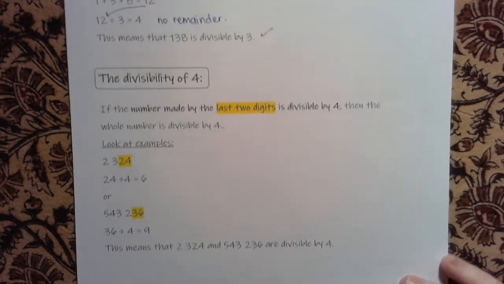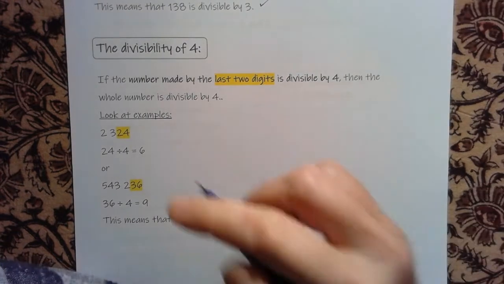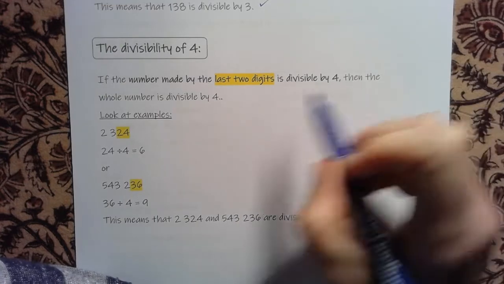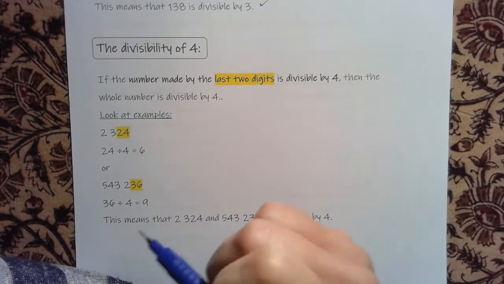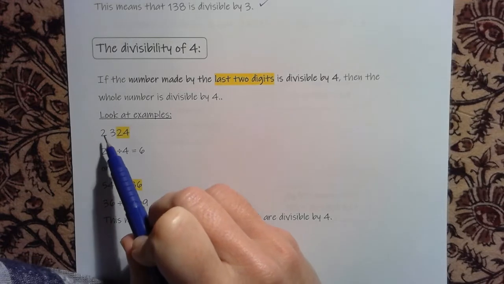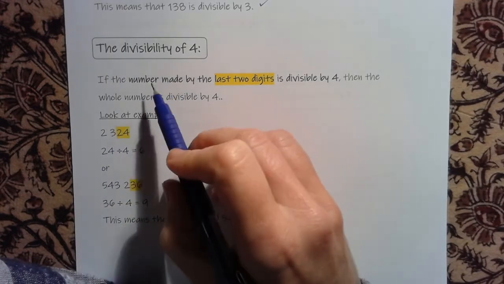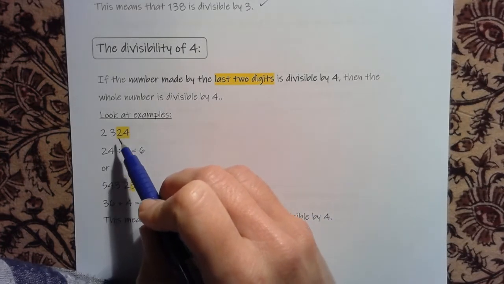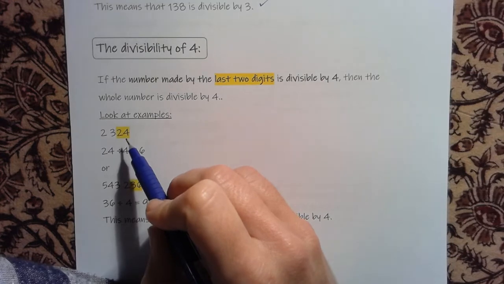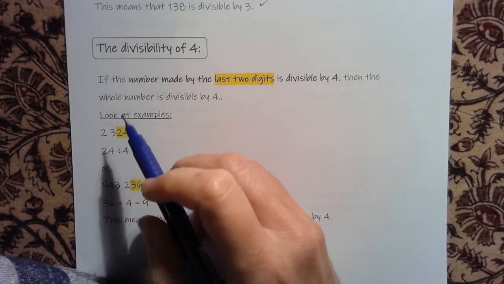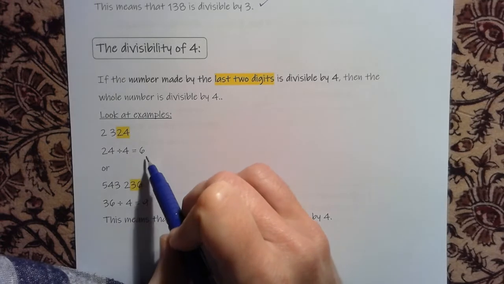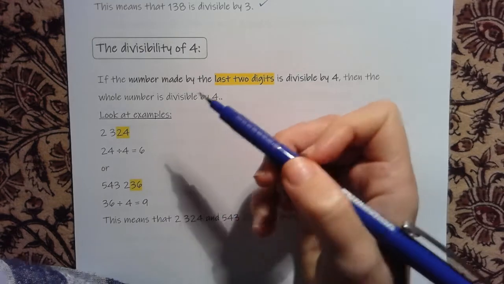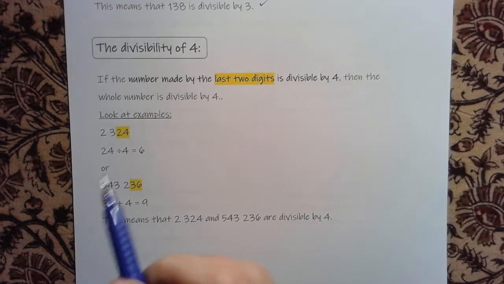Let's look at the divisibility rule for 4. If the number made by the last 2 digits is divisible by 4, then the whole number is divisible by 4. So let's look at an example, 2,324. The number made by the last 2 digits is here 24. Can 24 divide by 4? Yes, it can. You would know this by knowing your tables. So 24 divided by 4 equals 6. So that means that this whole big number, 2,324, is divisible by 4.